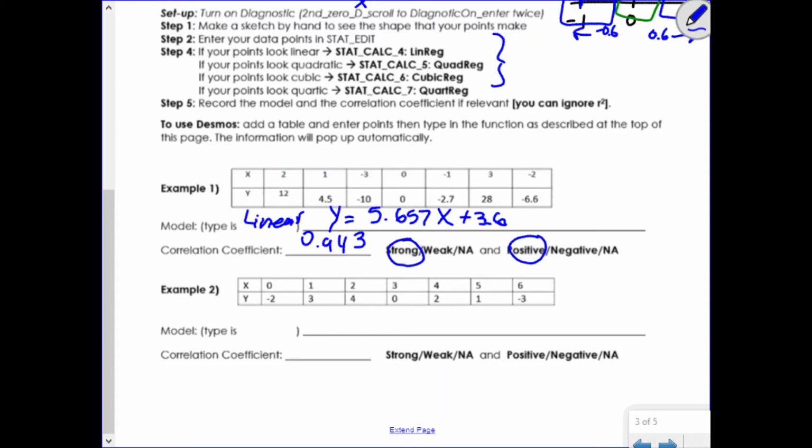Now, just really quickly, if you guys were using your handheld calculator, you would go to Stat Edit, you would type in all the X's in list 1, all the Y's in list 2, then you would hit Stat Calc, and because it's a line, if you look at the options you have for a line, you would pick option 4. So you do Stat Edit, type in all the points, Stat Calc, go to option 4, push it, and you get the exact same information on your screen as you would have in Desmos. Okay?